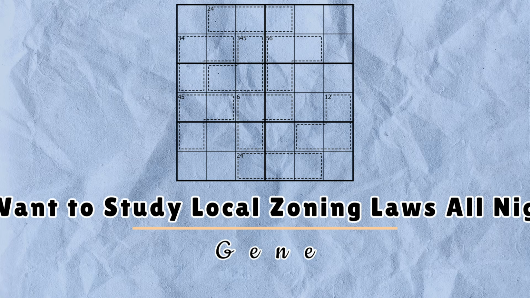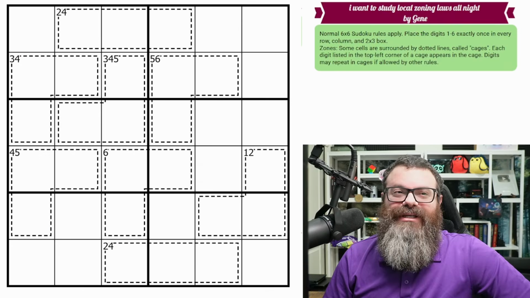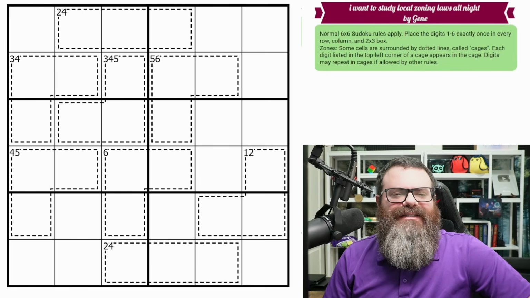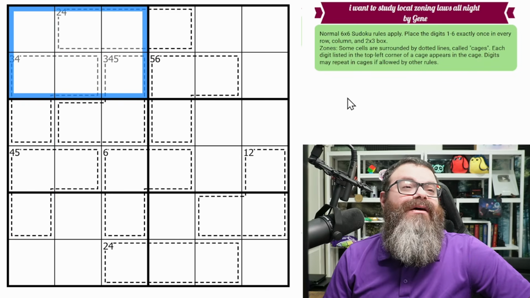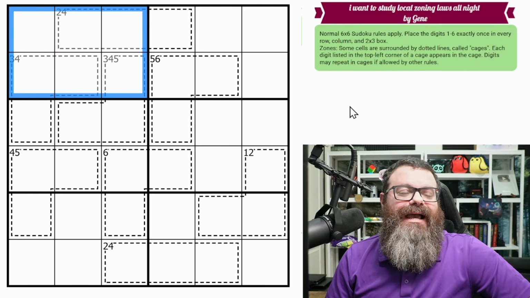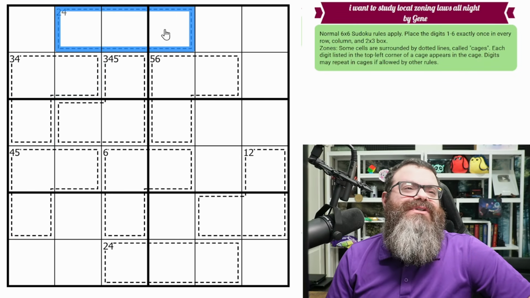Hello, let's continue our Sudoku adventure with I Want to Study Local Zoning Laws All Night by Jean. So we have normal 6x6 Sudoku rules. That means in each row, each column, and each 2x3 box, we are placing the digits 1 to 6 exactly once each. We also have zone cages.